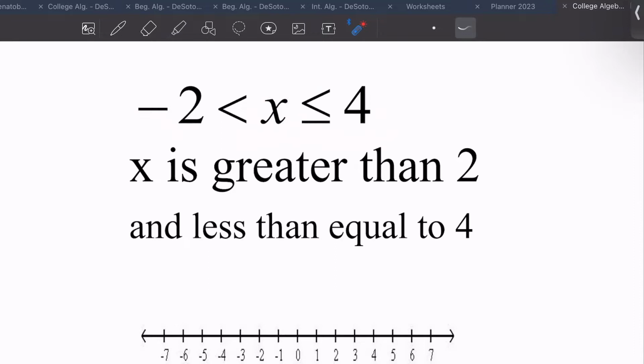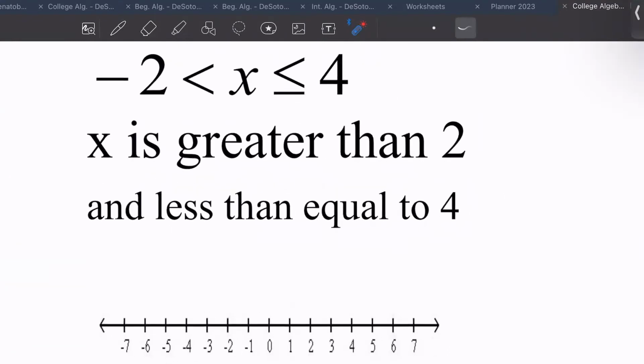It's saying x is greater than -2. That's going this way. Okay. And at the same time, x is less than or equal to 4. Okay. So it's two things, right? X is less than this number and greater than this number. Okay. So let's look at what this looks like on the number line.